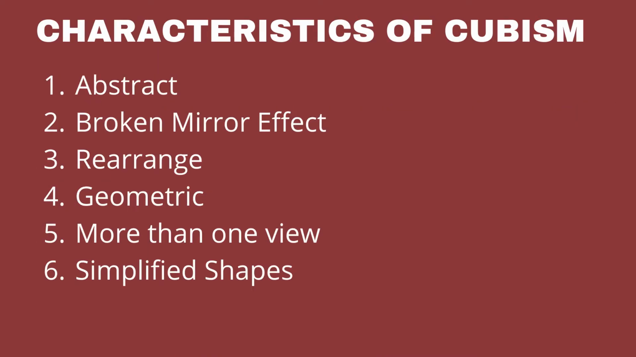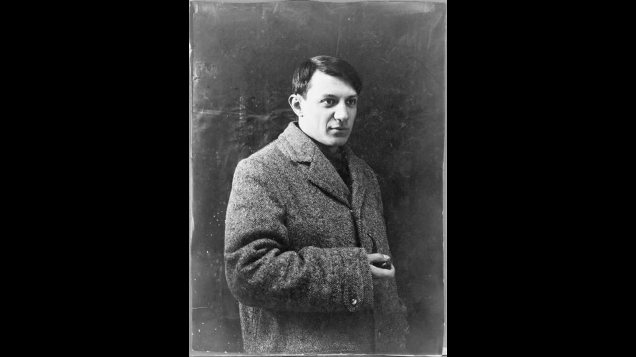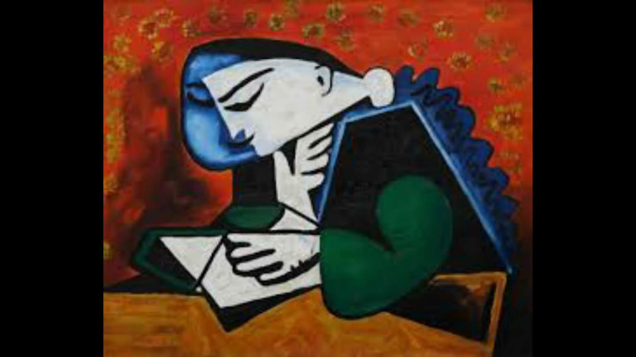Basic characteristics of Cubism art. First, it is abstract, broken mirror effect, rearranged, geometric, more than one view, and simplified shapes. Pablo Picasso is the famous Cubist artist in the Cubism art period. Here are some of the Cubism art paintings.